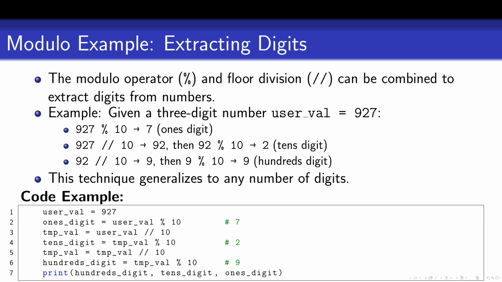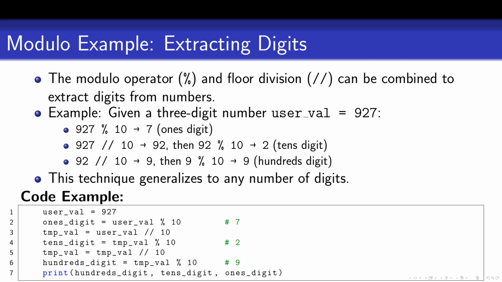One clever application of modulo is extracting digits from a number. By combining modulo with floor division, you can pull apart the ones, tens, hundreds, and higher digits of any integer. For instance, given the number 927, taking modulo 10 gives you the ones digit 7. Using floor division by 10 reduces the number to 92, and then applying modulo 10 again yields the tens digit 2. Repeating the process gives you the hundreds digit 9.